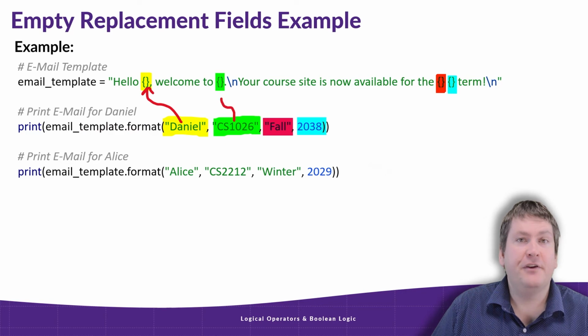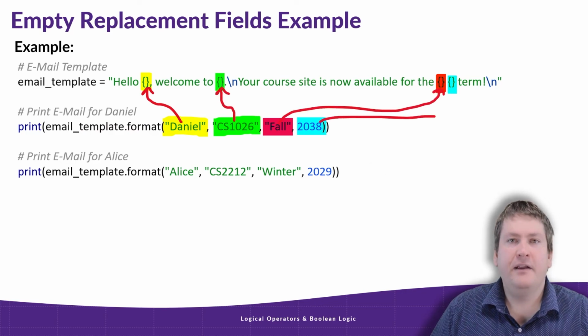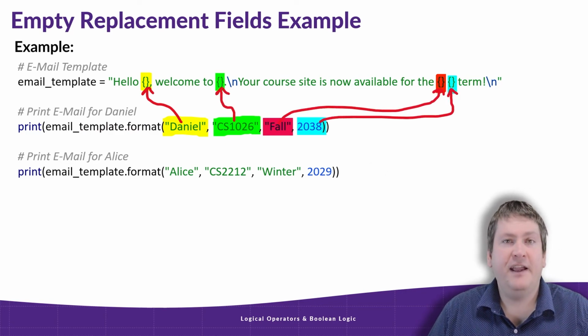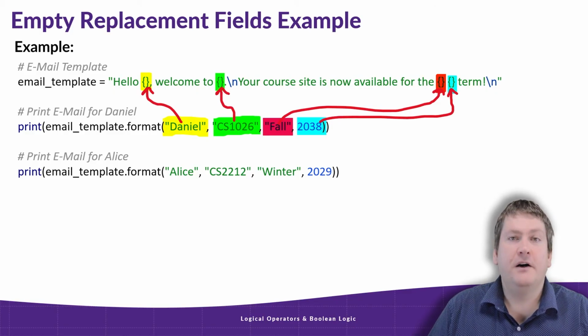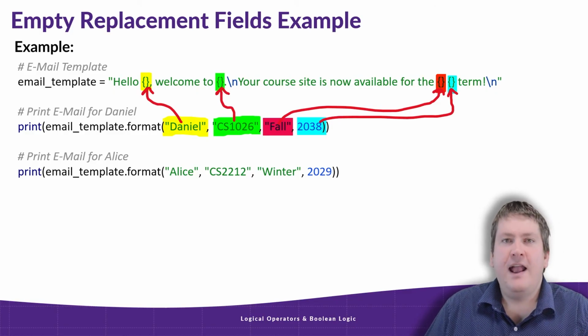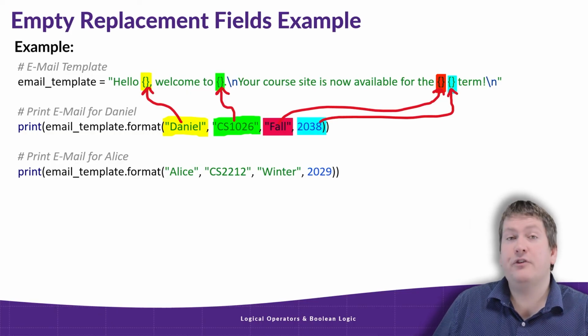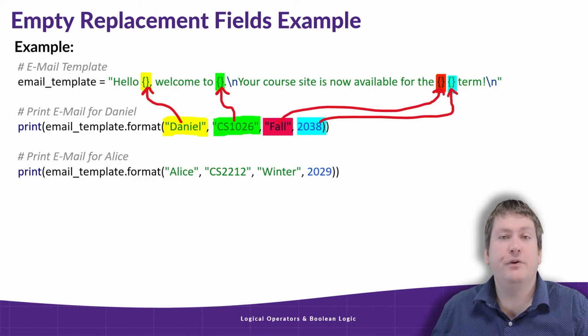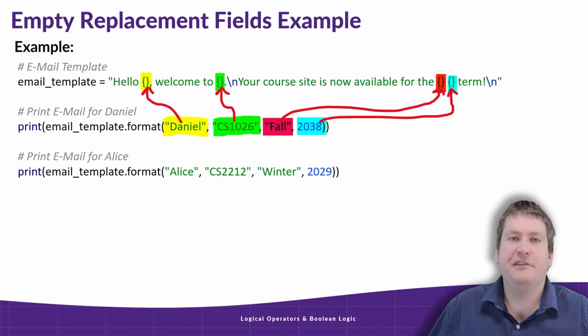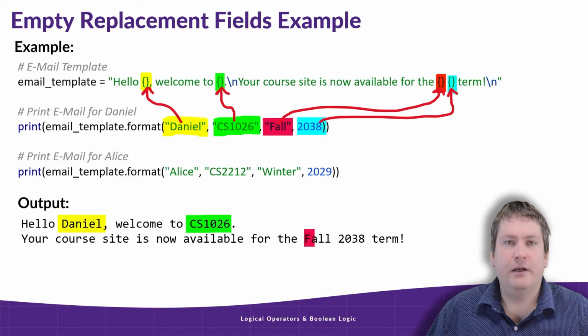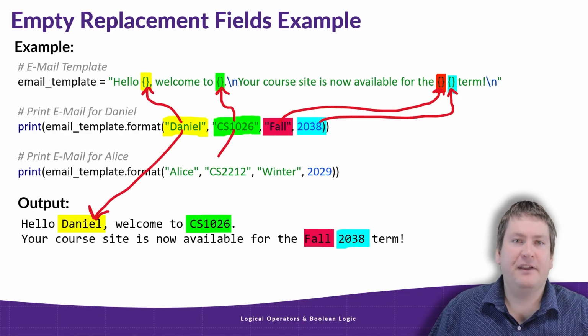So in this case, Daniel is first, so it replaces the first bracket. CS1026 is second, so it replaces the second. Fall is third, so it goes in the third. And 2038 is last, so it goes in the last bracket. What this actually does is it creates a brand new string that has these values inserted into it. In this case, because we have that in the print function, it's going to output that to the screen. So we will get something that looks like this.